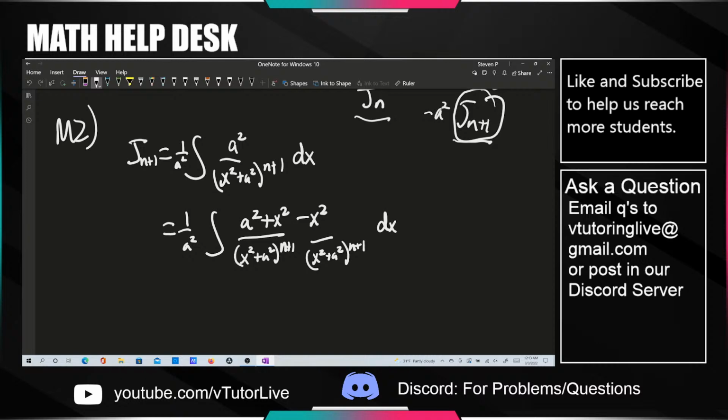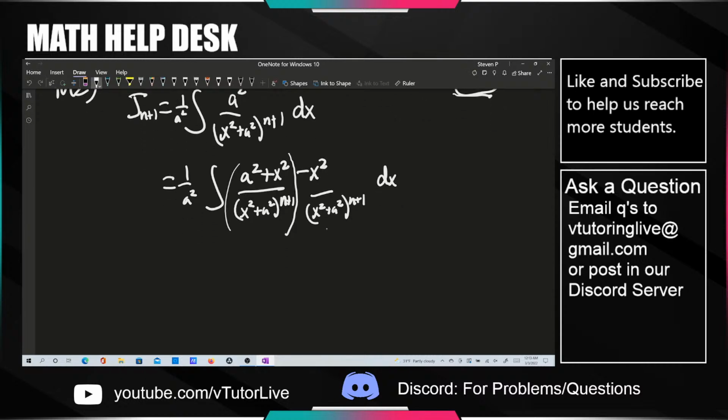Yeah. So from here, you should be able to see that this is going to result in some nice cancellation like before. Yeah, and once that cancellation is done, you're left with the integral of 1 over x squared plus a squared to the n, which is just jn, right? And as for over here, with the x squared over this stuff, if I remember correctly, you can figure this part out using integration by parts. Yeah, so let's just rewrite this a little bit as integral of x squared.